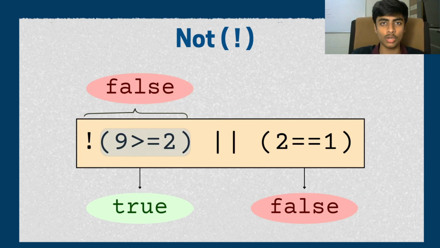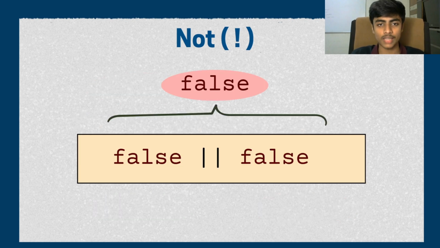Now this looks too clumsy, so I can simplify it by just writing the Boolean equivalence. I can just write this as false or false. We know that when we use an OR operator, either one of the inputs has to be a true for the whole thing to be a true. Since both our inputs are false, this whole thing would evaluate to a false as well.